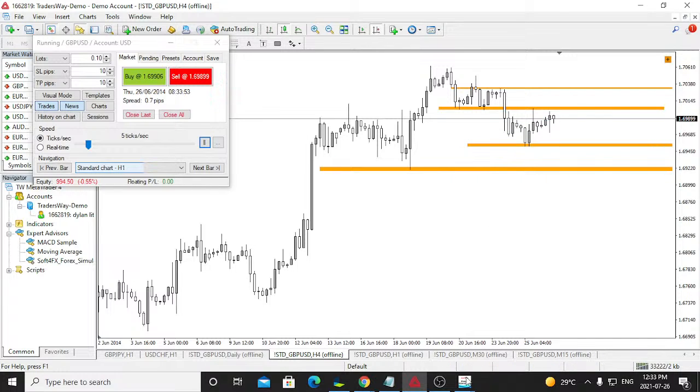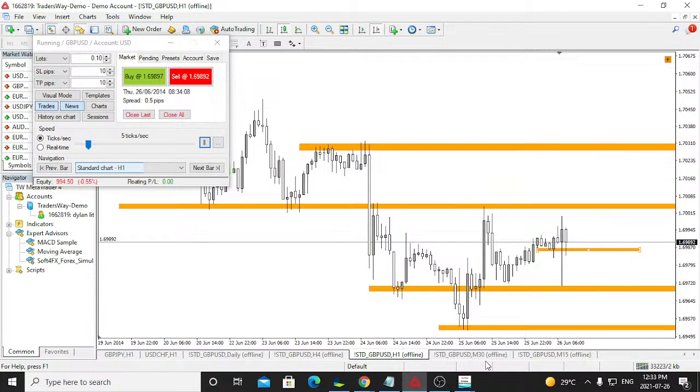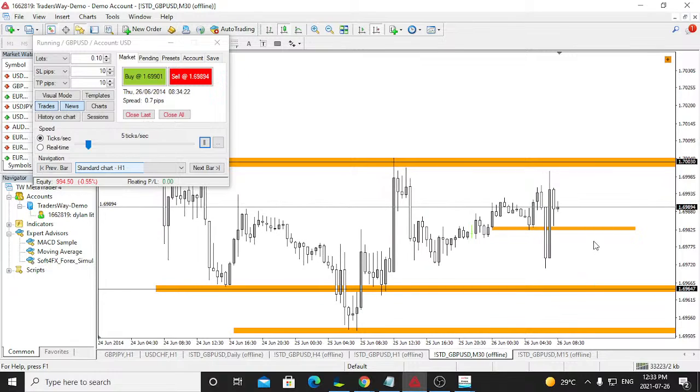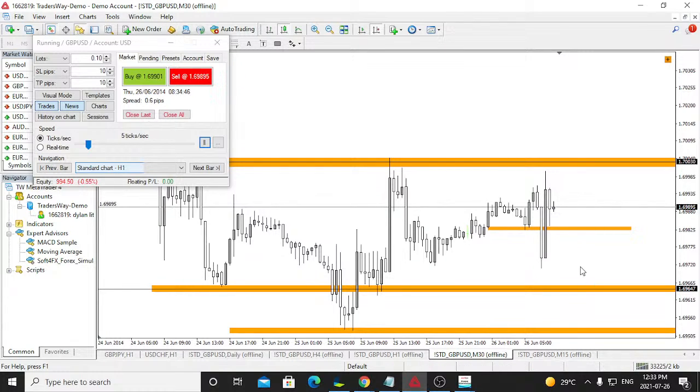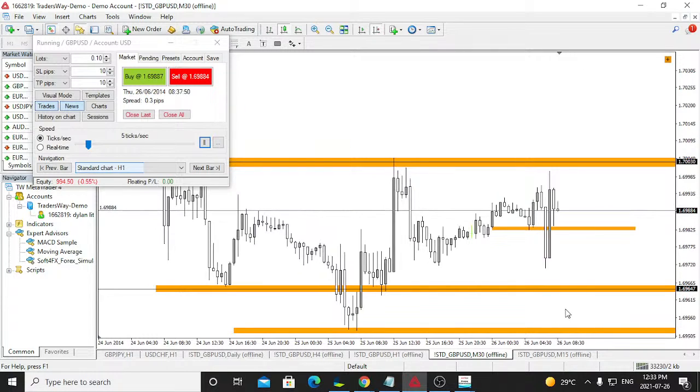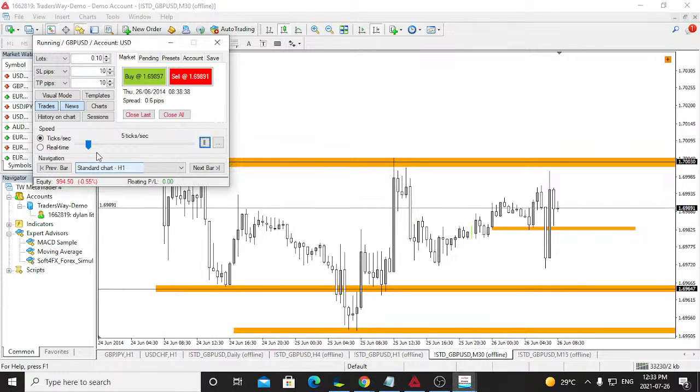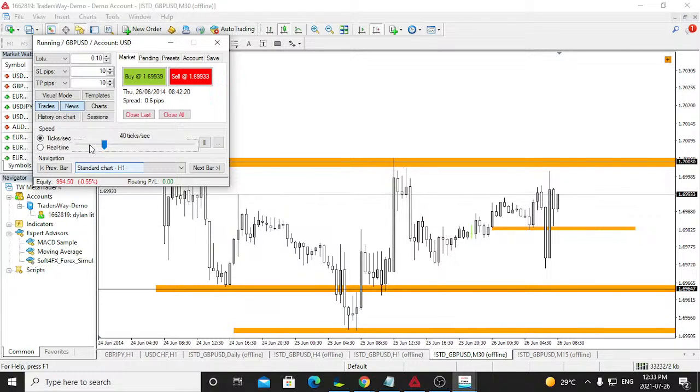So I was very patient today. I didn't try to take any trades. I think I'm gonna have to just go to Friday here. I'll speed it up here and just 40 it. Let's see what's gonna happen.